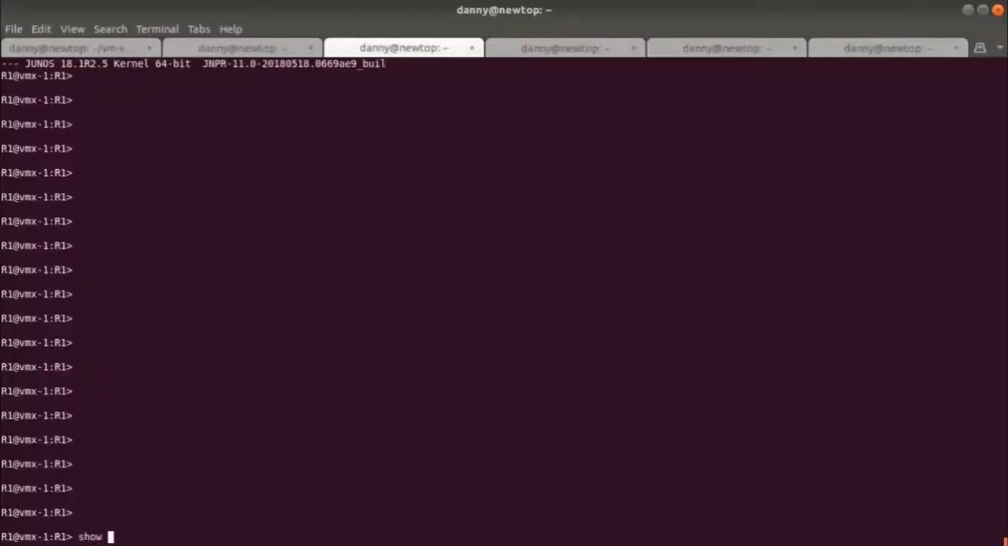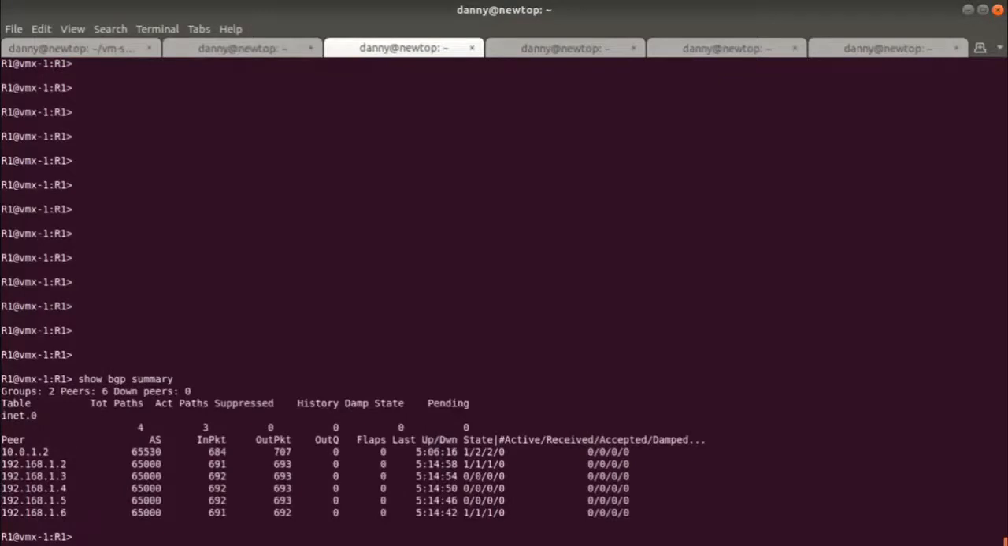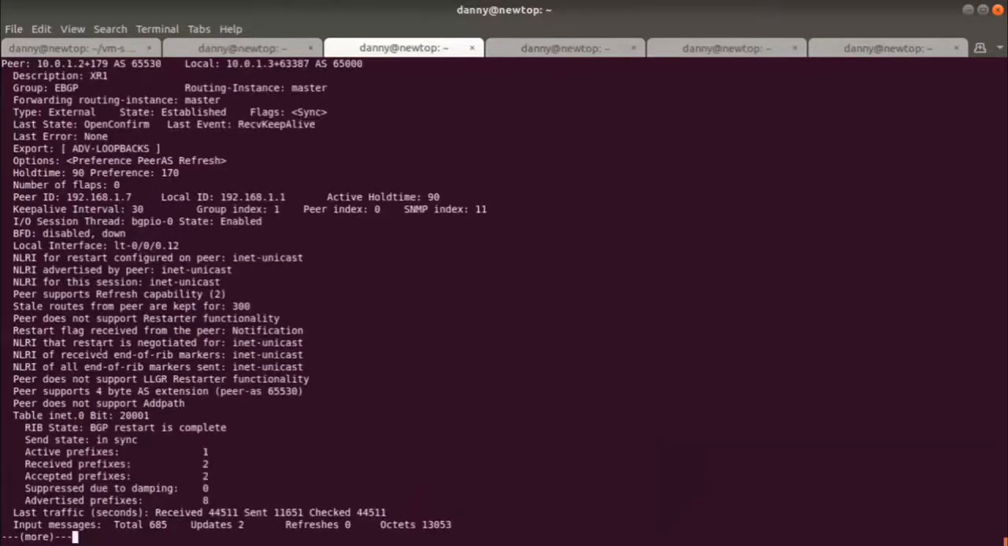So we're on R1. Let's have a look at the current BGP session that we're going to configure. So it's this BGP session facing into XR1. And the key thing to note here is our keep alive interval is 30 seconds and our hold time is 90 seconds. So we're sending a keep alive every 30 seconds, and after 3 missed keep alives, a total of 90 seconds, we're going to declare this session dead and tear it down.